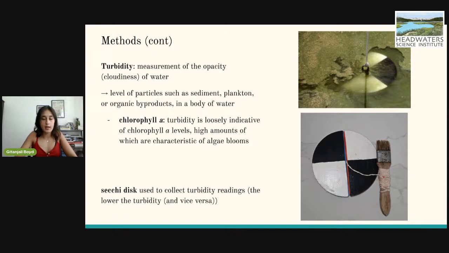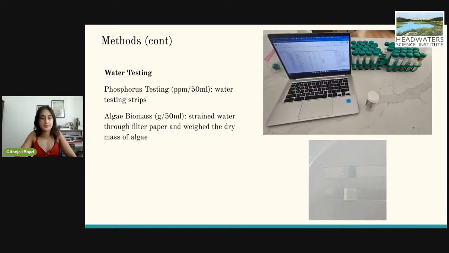And what's pictured on the right is the tool that I used to collect these readings, and it's called a Secchi disk. And essentially what you do is you average the depth at which it disappears with the depth at which it reappears, and this gives you your Secchi value.